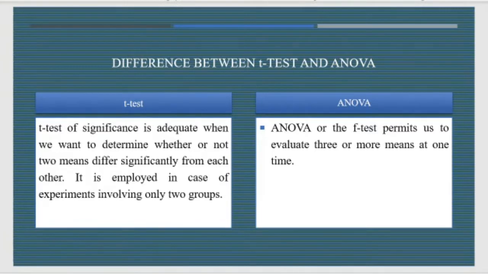Now, what is the difference between the t-test and ANOVA? And another important thing is why we can't use the t-test when we have more than two means. The t-test is a test which involves two means or two groups. ANOVA, or F test, helps us evaluate three or more means. That is the difference, so it is not very difficult, and I'm not discussing it elaborately.